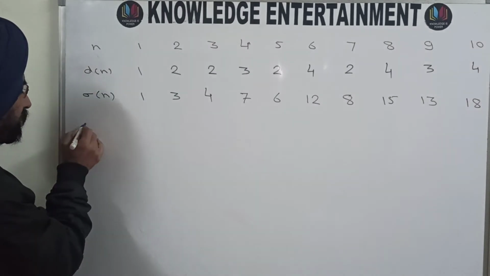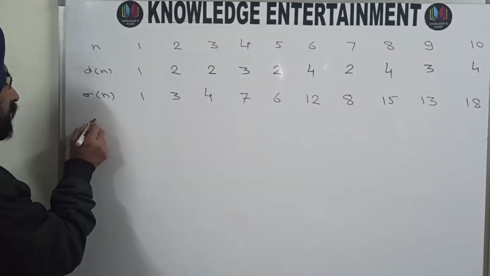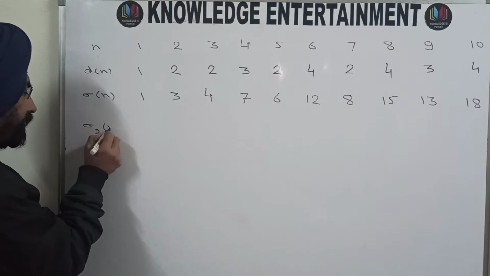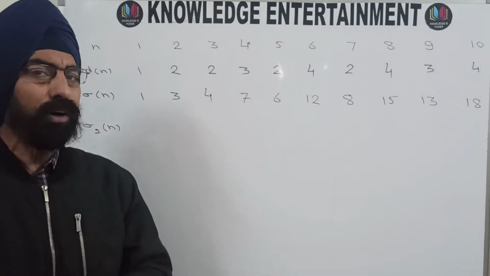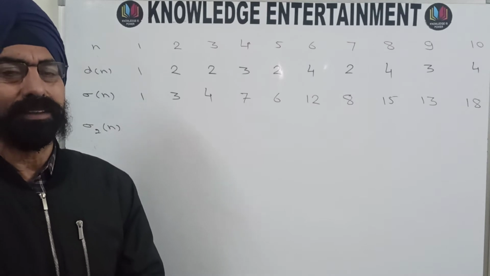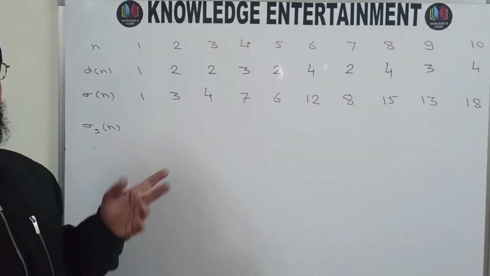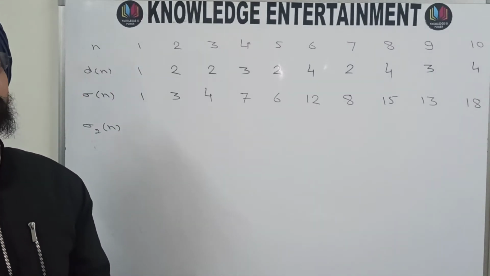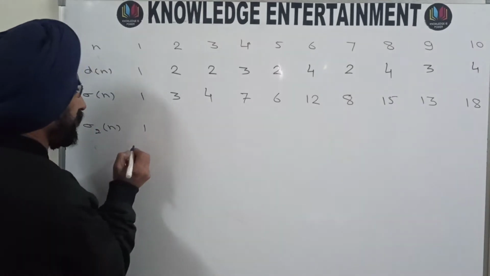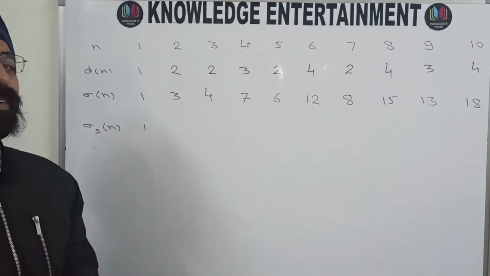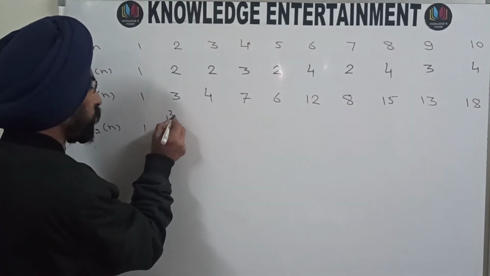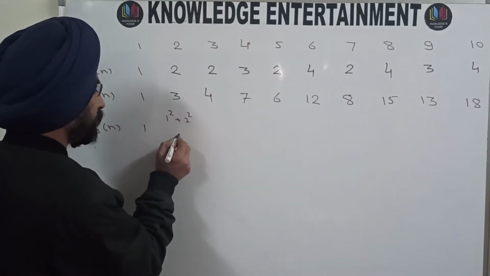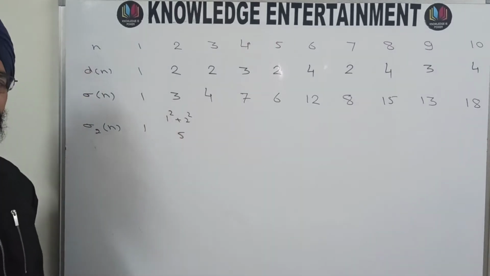Let us discuss sigma 2n. Sigma 2n means here the sum of squares of divisors of n. So here there is only one divisor and that is 1. Its square is 1. So the sum is 1. Here the 2 divisors are 1 and 2. And sigma 2n will become 1 square plus 2 square, that means 5.